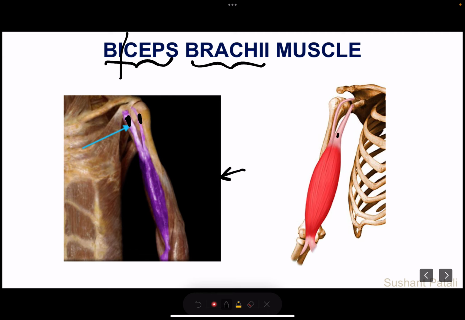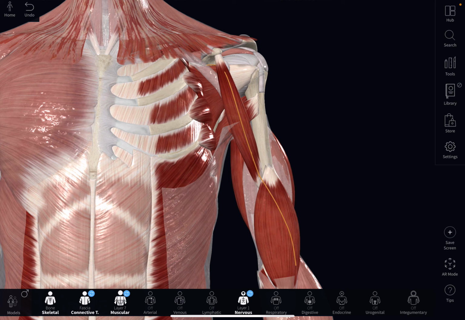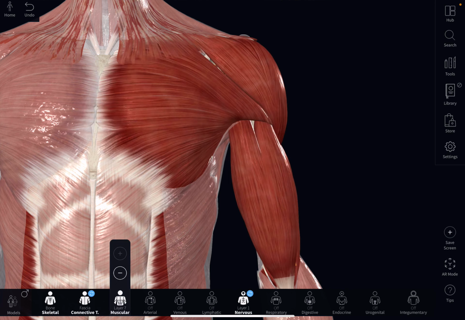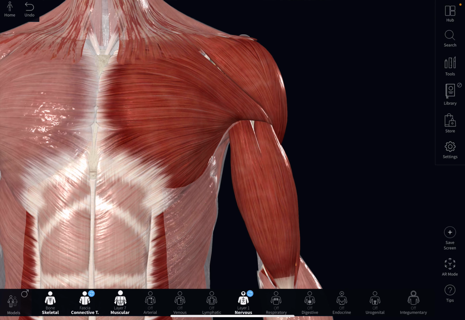This is the short head of the biceps brachii, taking origin from the tip of the coracoid process, and here is the long head that is intracapsular in origin, right? This biceps brachii muscle is an elongated muscle, and it's fusiform, as you can tell. Now let us add the muscles here. This muscle here is the biceps brachii muscle, right? We all know where our biceps brachii muscle lies, right?